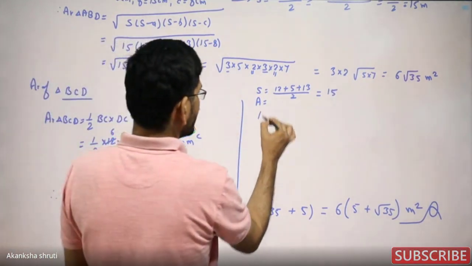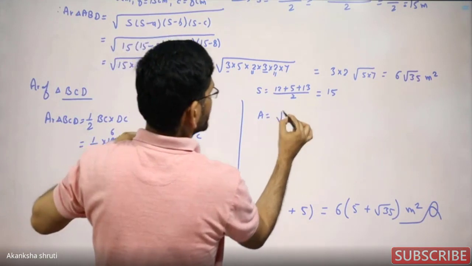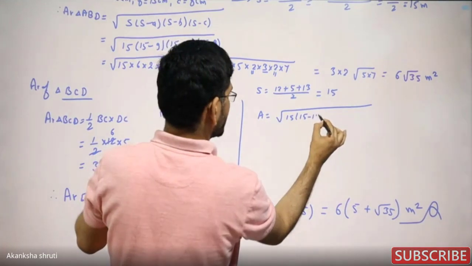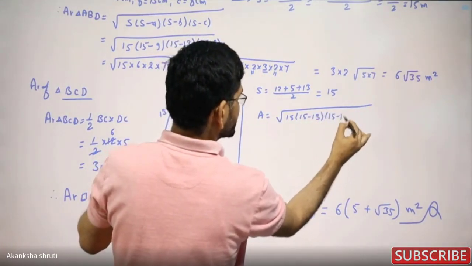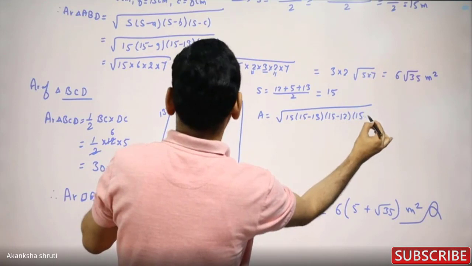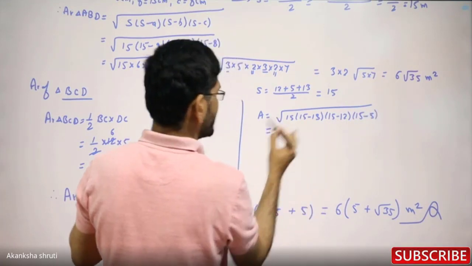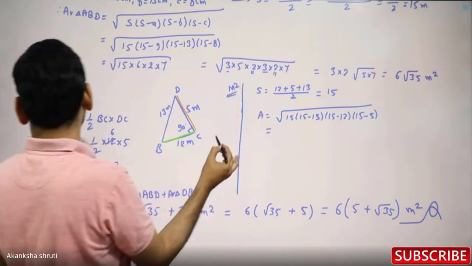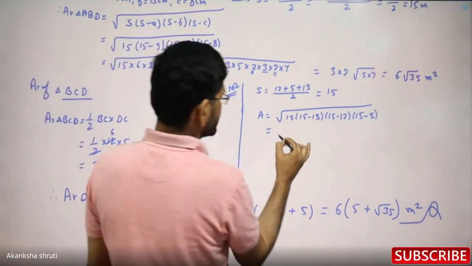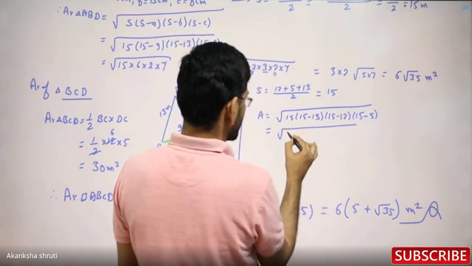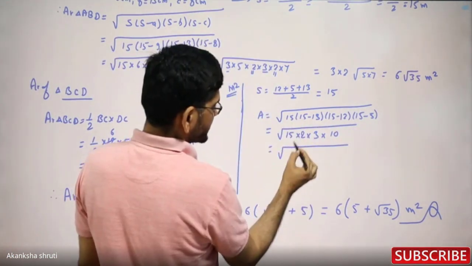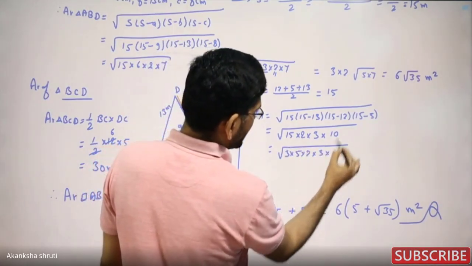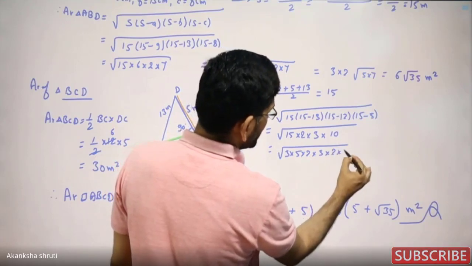So the area will again be under root of 15, then 15 minus 13, 15 minus 12, and 15 minus 5. This we can also apply. Okay. So this is the other method of calculating the area of this second triangle. Let us verify whether we are getting the same result or something different. 15 can be written as 3 into 5. This 2 is already prime. This 3 is already prime, but this can be written as 2 into 5.